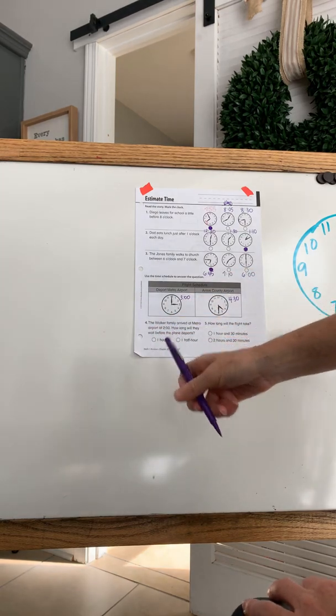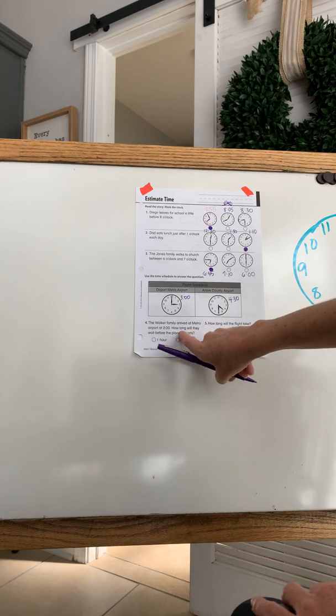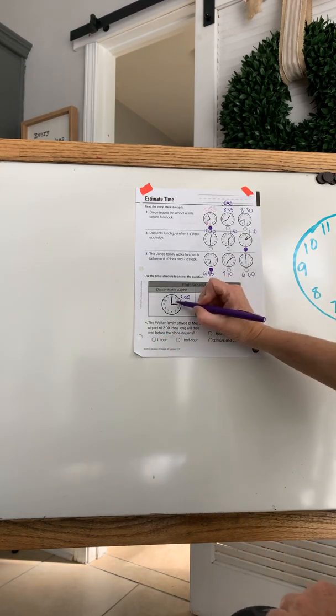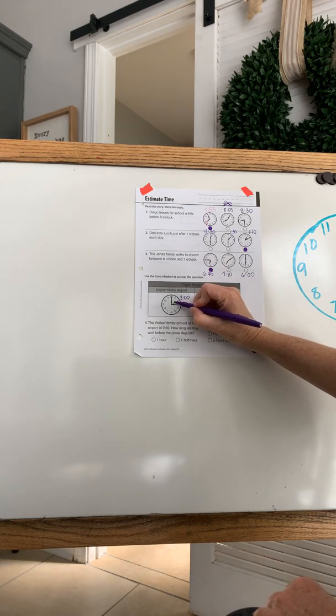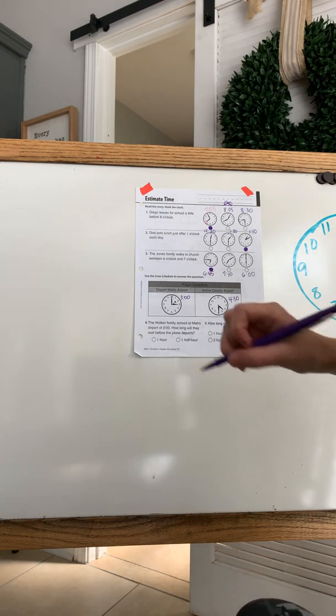All right, the Walker family arrived at Metro Airport at 2 o'clock. How long will they wait before the plane departs? Okay, so they got to the airport here at 2 o'clock. That's what time they got to the airport. We can count around to see how long they had to wait.